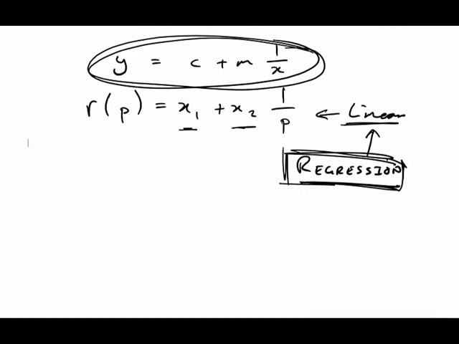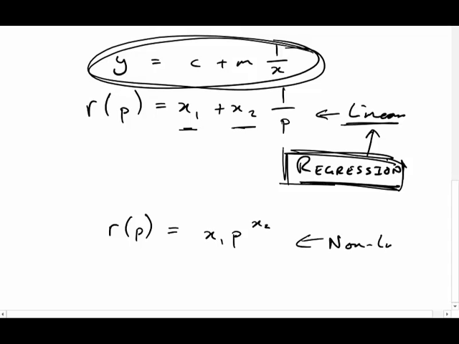Here's an example of a non-linear regression model. Same thing, we want to find what this function is. It's going to be equal to x1 times p to the power of x2. So x1 times p to the power of x2. This now would be a non-linear regression model.